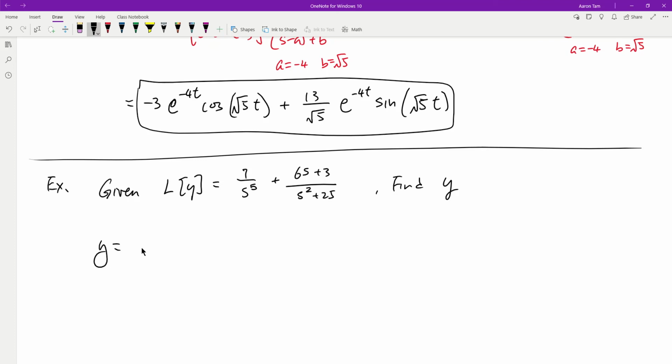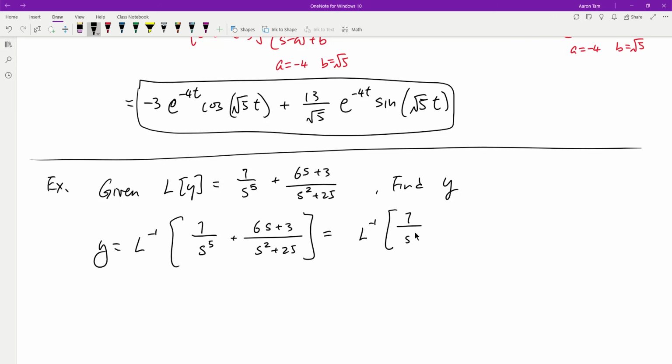So y clearly would equal the inverse Laplace transform of 7 over s to the 5th plus 6s plus 3 over s squared plus 25. So what I'm going to do is break it down, and I'm just going to leave the coefficient inside for now until I know what I'm going to do with it.